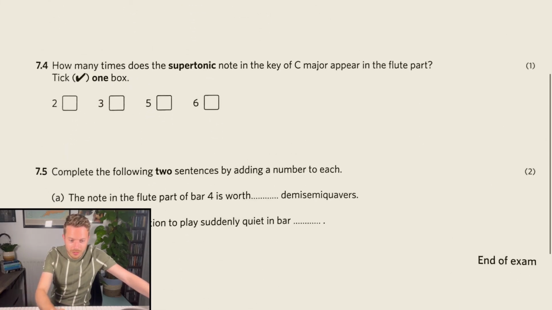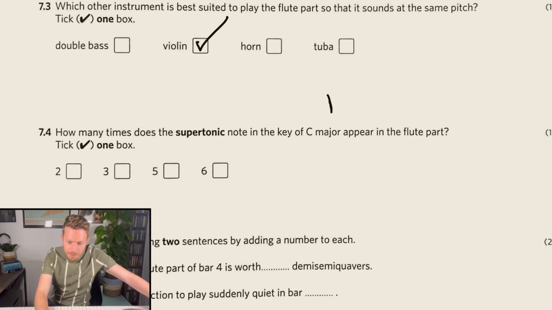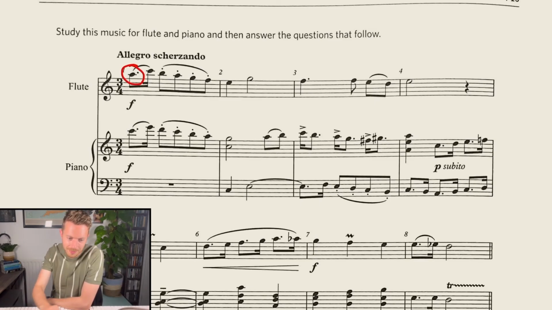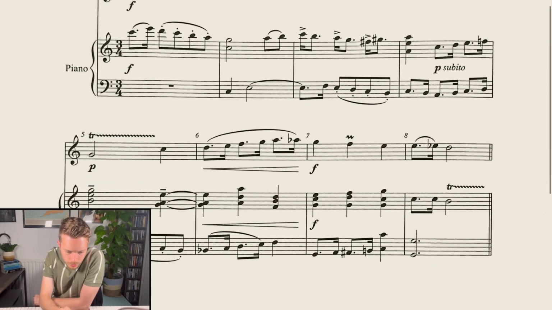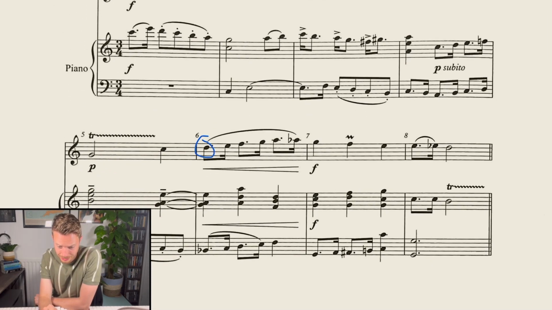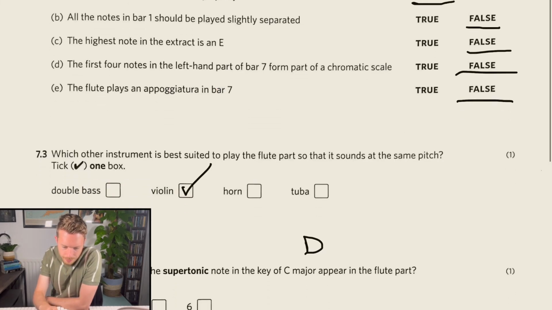Okay, and 2 more questions, nearly there. Supertonic in C major is a D. How many times does it appear in the flute part? Okay, this is a Where's Wally counting game. We're looking for Ds. Hunt the D. All right. 1. Okay, I haven't missed one. So A, C, B, A, G, F, E. Yeah, that's 1. 2. 3. I don't think I've missed one. Okay, I'll put 3.